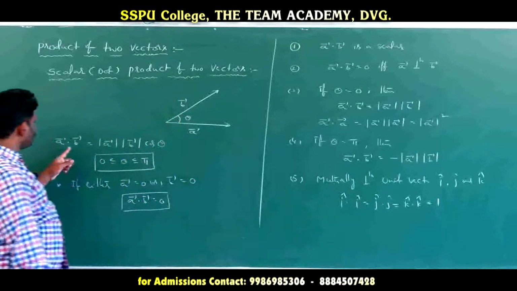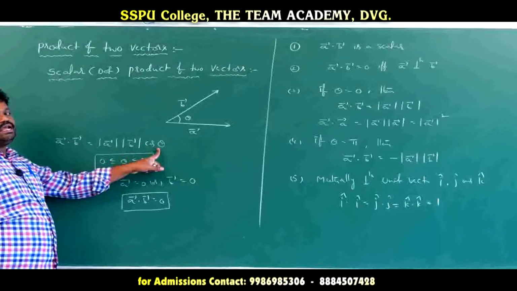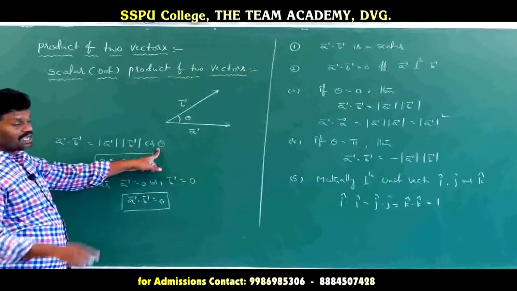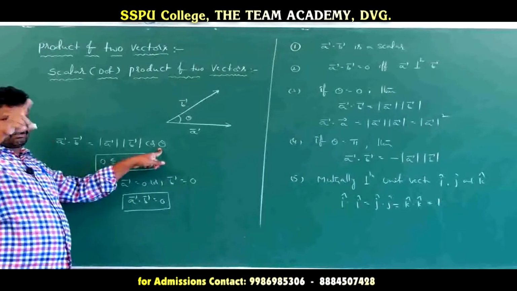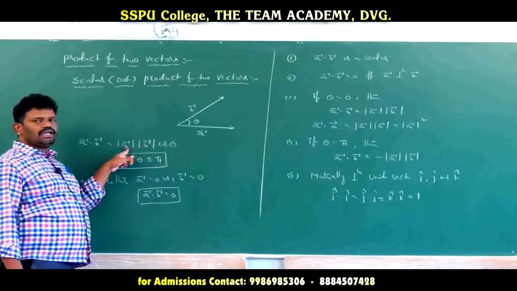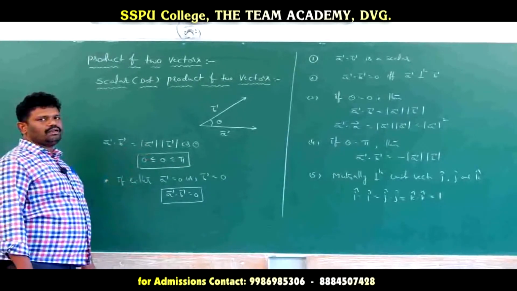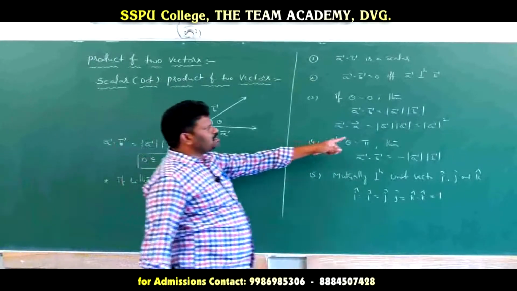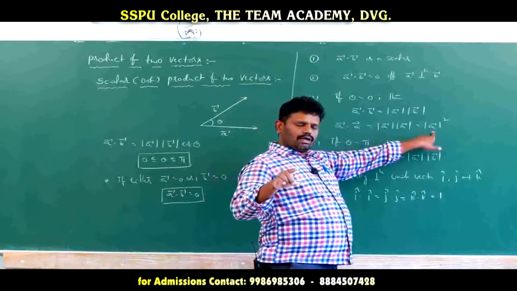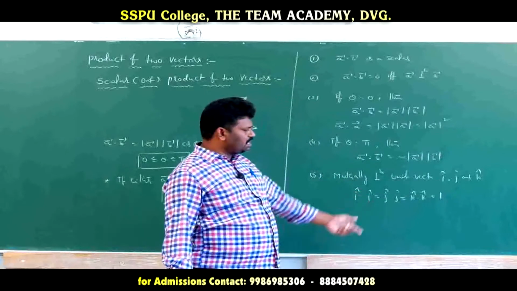Here, i dot i is the magnitude of i times the magnitude of i times cos of the angle in between. The angle between them is 0 degrees, because they are the same vectors. This is a unit vector, so i dot i is equal to i squared, which for a unit vector is equal to 1. Like that only, j dot j and k dot k.